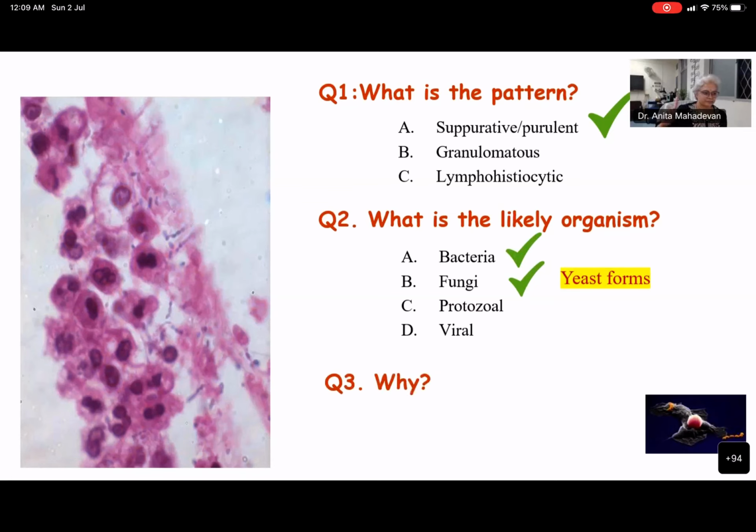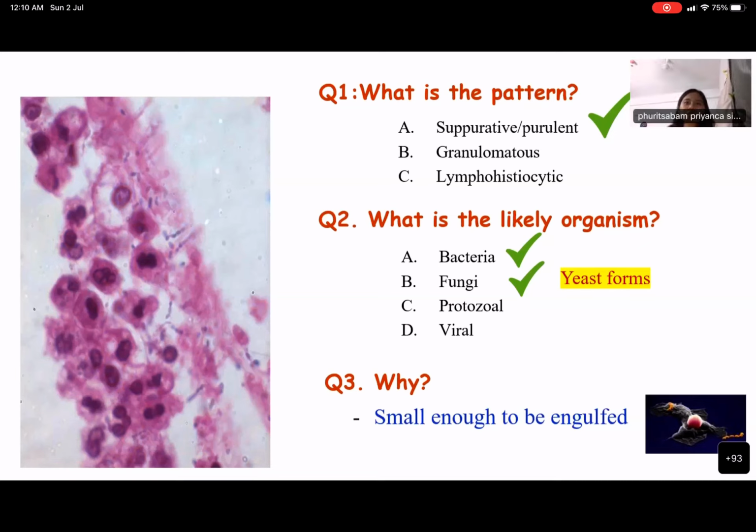Last question. Why do you have a suppurative or a purulent response with bacteria and fungi? So what is common to yeast forms and bacteria, which give you this kind of a suppurative response? What's the basis for it? Very simple. Remember these are called microphages. So anything which is small enough to be engulfed and encapsulated will always generate a suppurative polymorph-rich response.